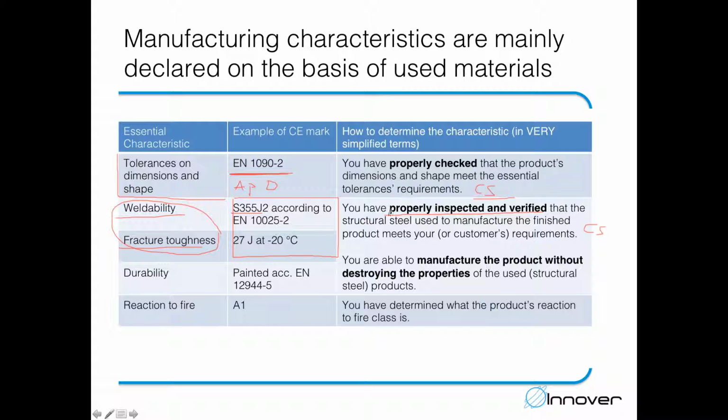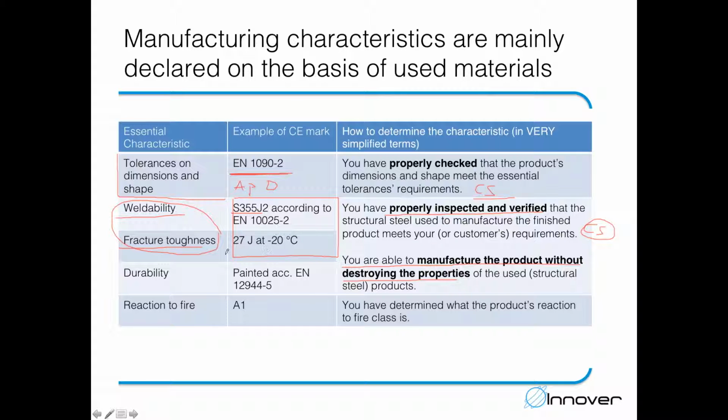And this properly inspected and verified means that before you started to use this S355J2 in the manufacturing, you verified and inspected that this steel was actually what it claimed to be. And I'm not going to go too deeply into how you can verify and inspect it properly, but here I'm just going to say that you have done it and you're just claiming that you have done it. But in addition to properly inspecting and verifying that it meets the requirements given in the component specification, you're also tacitly saying that the manufacturing was done without destroying the structural steel's properties.